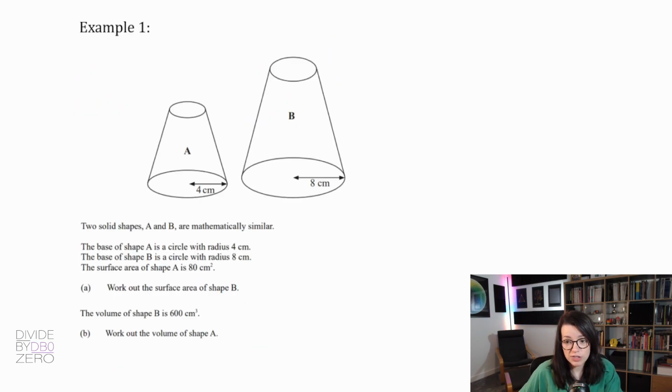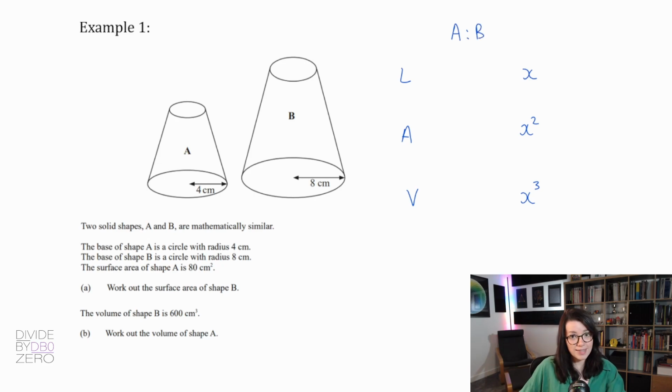Example 1, we've got two shapes here, A and B, which are mathematically similar, again, which just means one is an enlargement of the other. We're told some information in the text and also on the diagram. So the base of shape A is a circle with radius 4, and the base of shape B is also a circle, but the radius is 8 this time. So straight away, I can see that this is going to be about LAV ratios or similar shapes in 3D. So I'm going to go ahead and write my LAV down the side, x squared, x cubed as a reminder of the method. And then at the top, a reference to the two shapes, so A to B.